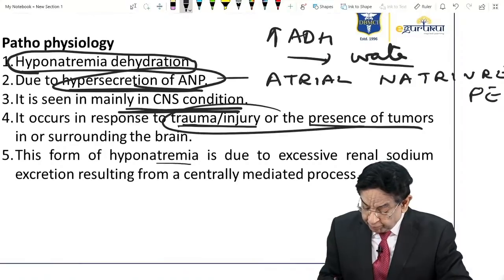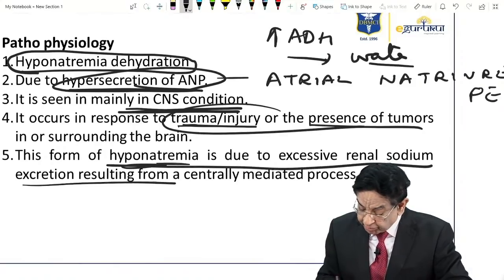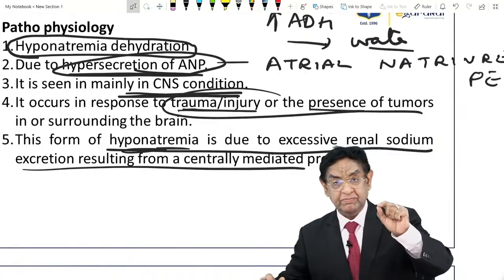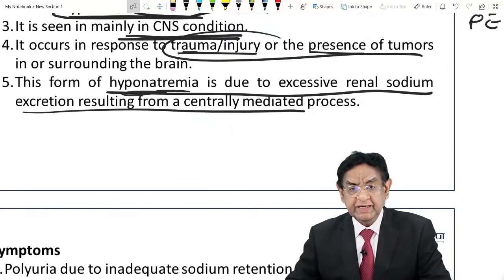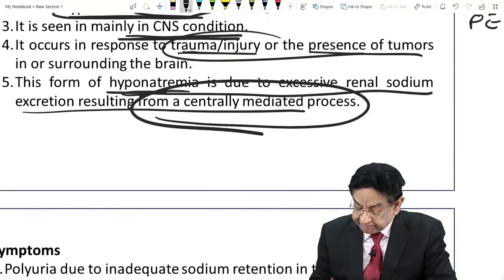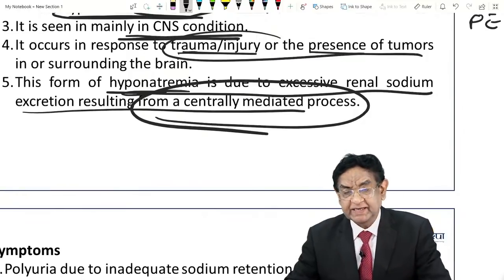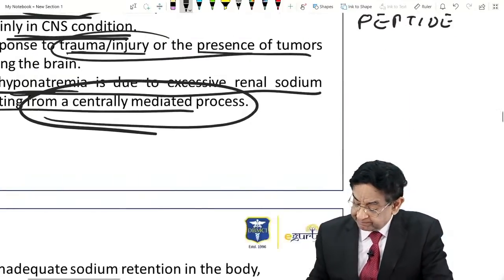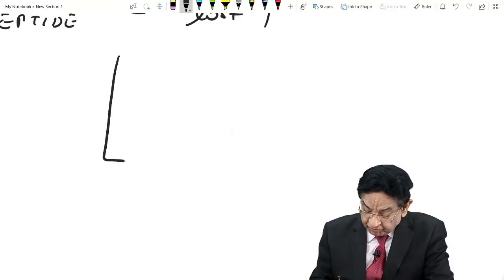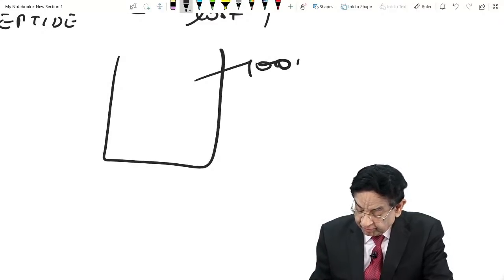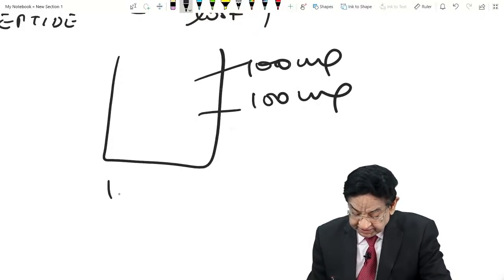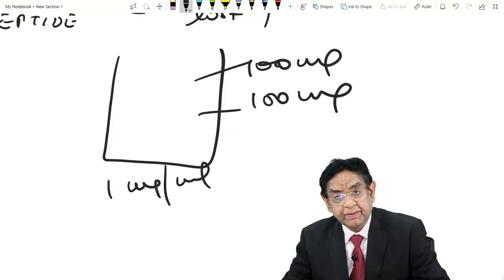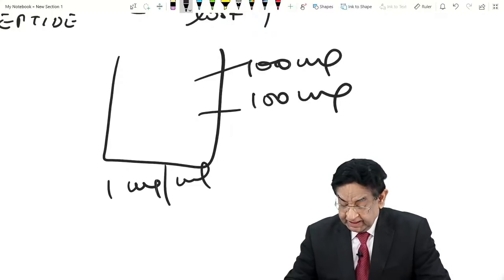This is the form of hyponatremia due to excess renal sodium excretion. Write down, this is a gold medal line. Excess of sodium excretion in the urine, and this is a centrally mediated process, not ADH mediated. Let me give you an example. I have a glass with 100 ml of water and 100 milligram of salt. The concentration is 1 milligram per ml.